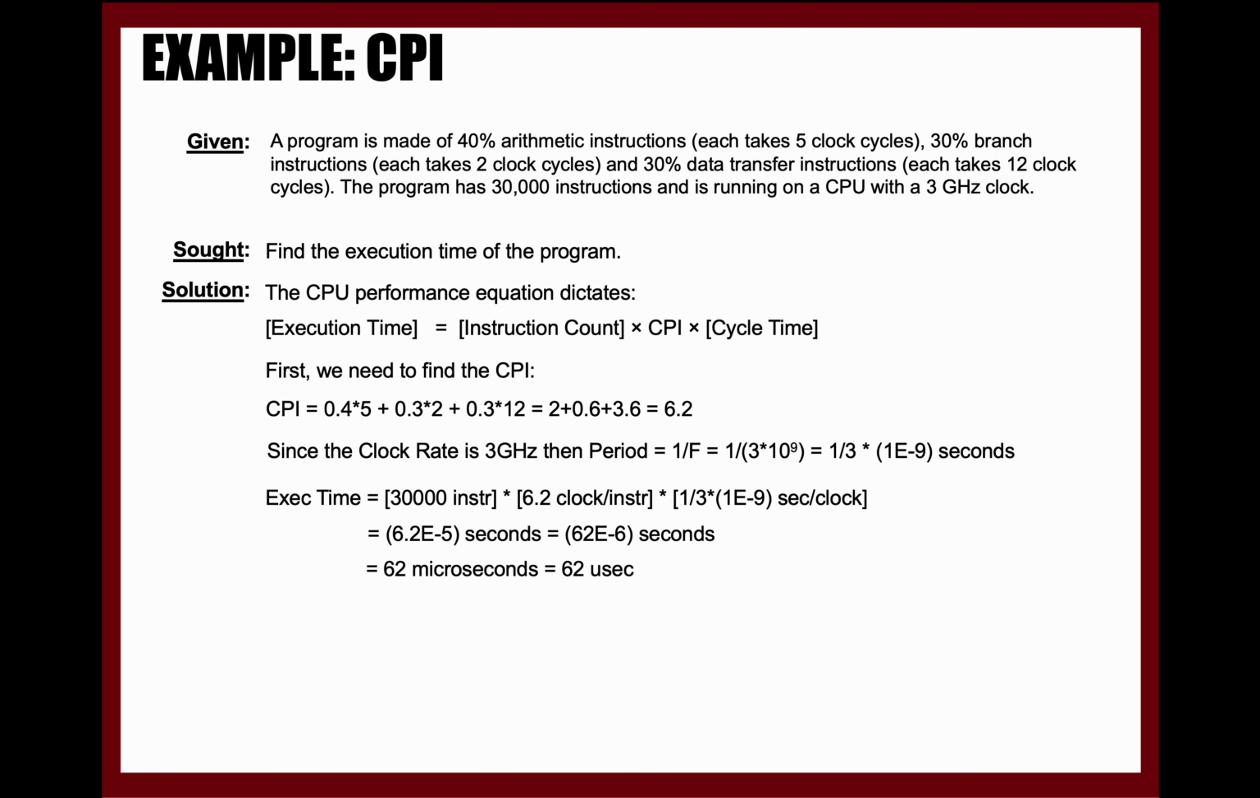Given the formula, execution time equals 30,000 instructions times 6.2 times 0.33 nanoseconds. The result is an execution time of 62 microseconds for the program. In conclusion, understanding CPI allows us to make informed predictions about a program's execution time on a specific hardware.